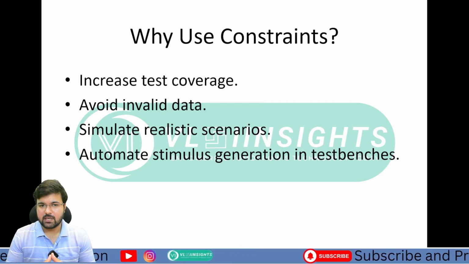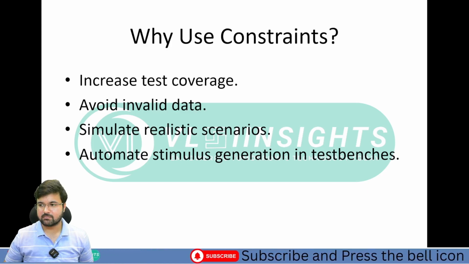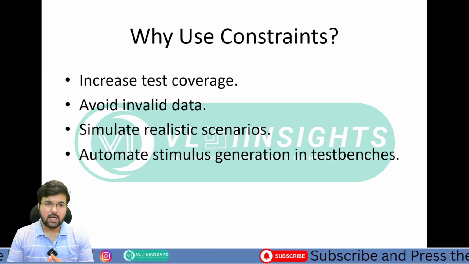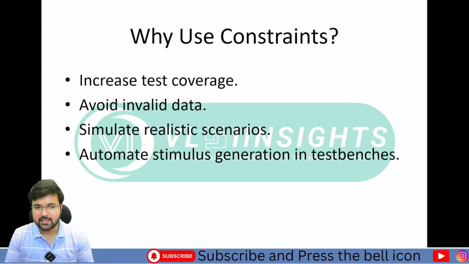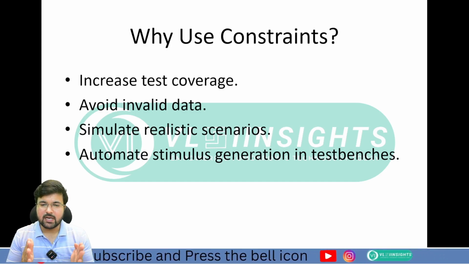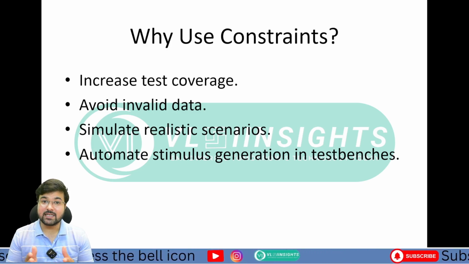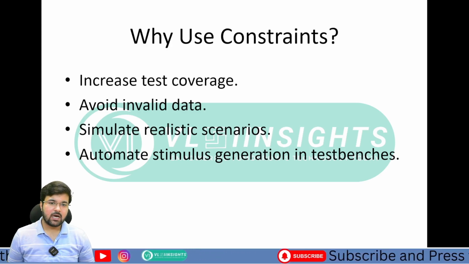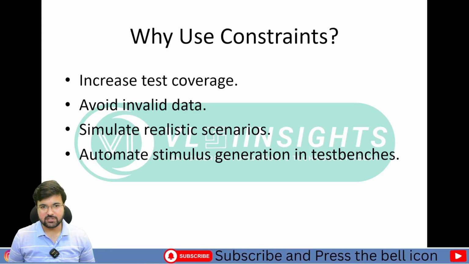Why do we use constraints, and what is the requirement of constraints? They are used to test the coverage and also to verify what invalid states there are. We also use them if we want some specific values to be passed in a circuit, so to check the output of the circuit in a desired way, we write a constraint condition. Third, it also helps us in automating stimulus generation in the testbench.